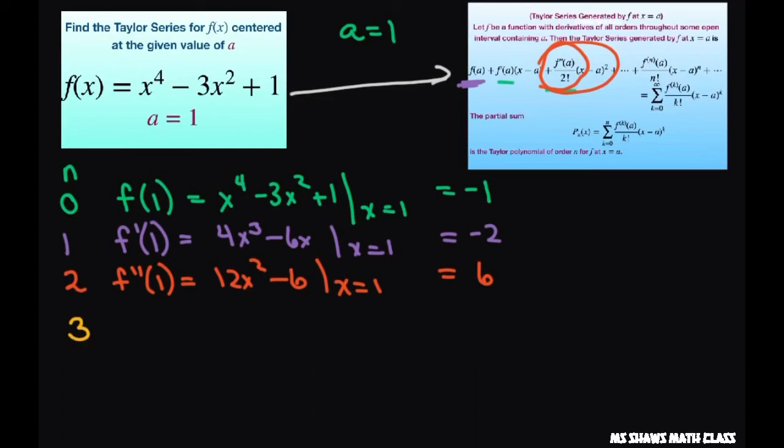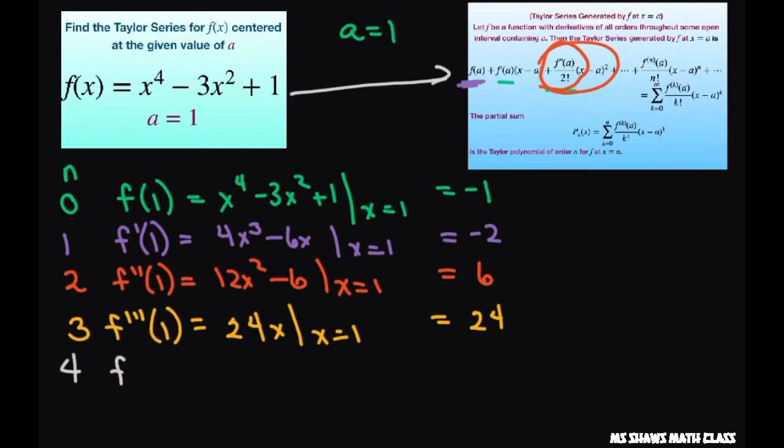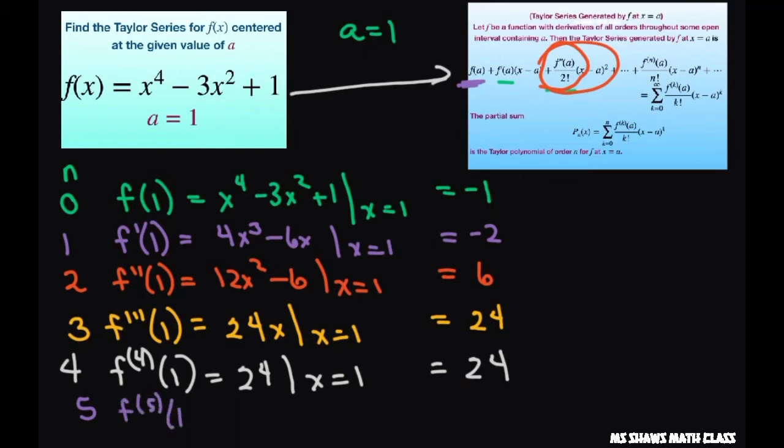And let's try 3, see what's going on with this. F triple prime of 1 is going to be 24x. Evaluate that at x equals 1, that equals 24. And let's try another one at 4. So our fourth derivative at x equals 1 is going to equal 24. And let's go to the fifth. That equals 0. So at 1, that equals 0. And you're also going to keep getting 0, the more you go.